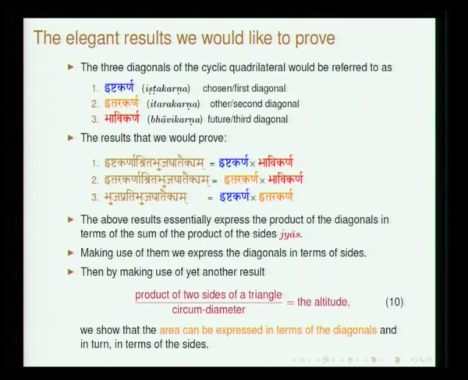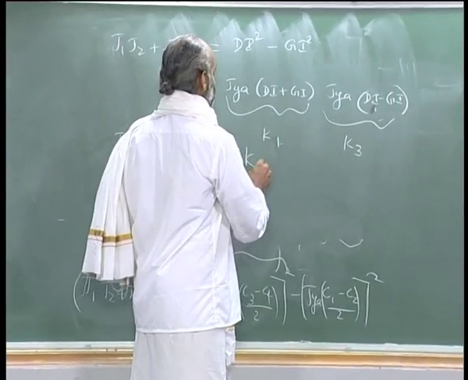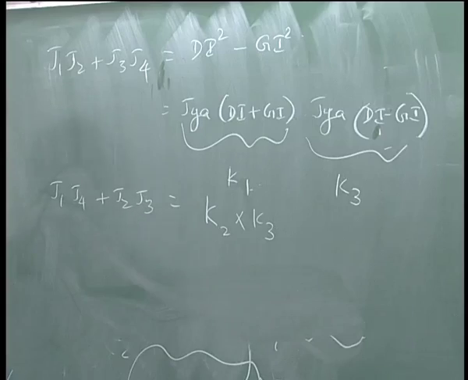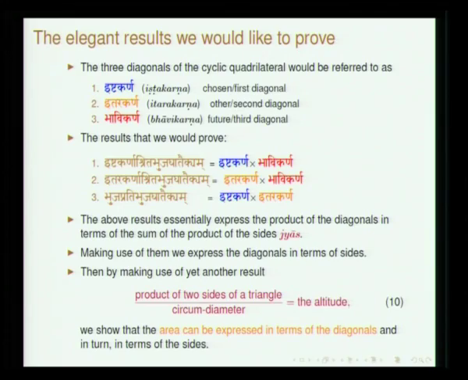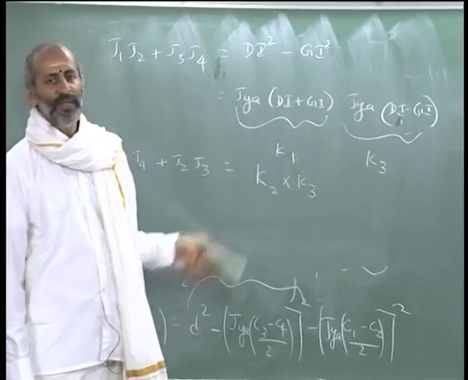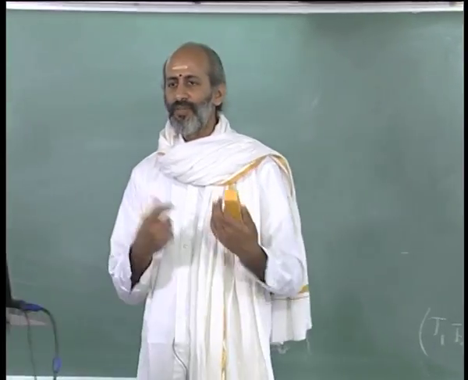So, I think this should be K1. So, I made a mistake. So, this is K2 into K3. So, that was basically K1. So, K1, so this is K2 into K3. So, you can see, once you have this, if you take a product of these two, you get K3 square, and for K1 K2 you have an expression. So, you will be able to get all the products. Each of these Karnas can be expressed in terms of the Jyas, the sides of the cyclic quadrilateral.